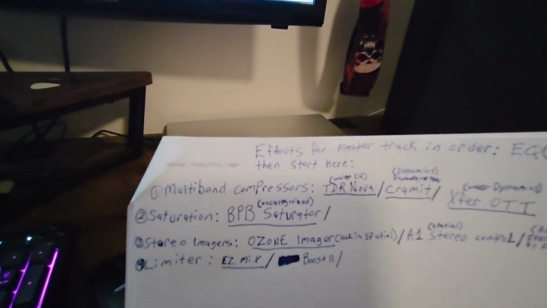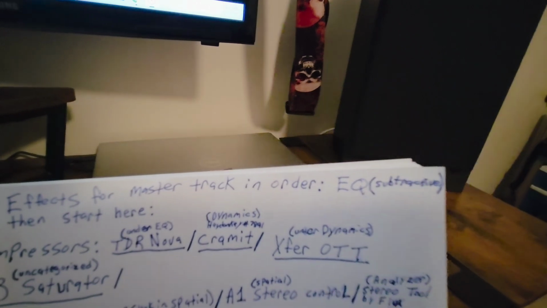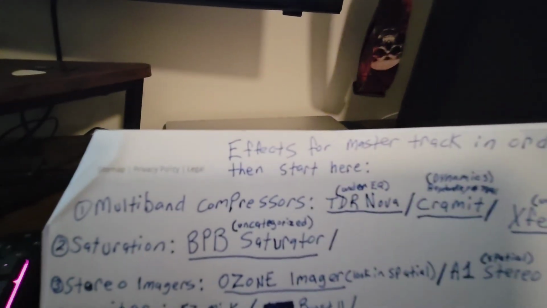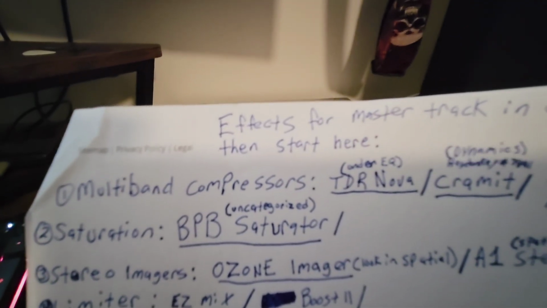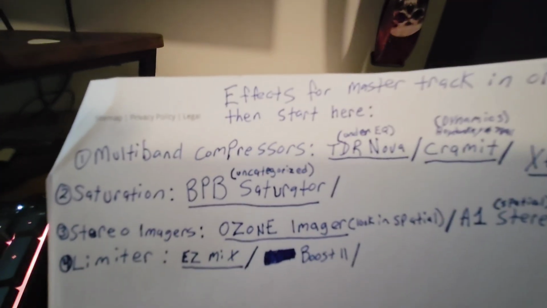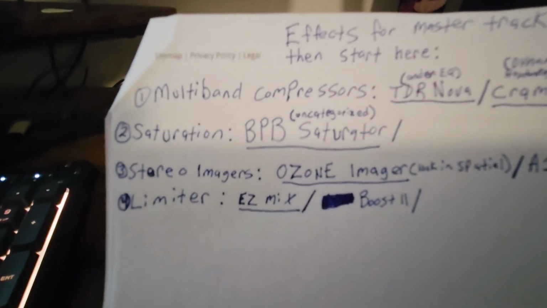When I get ready to do the master, I've learned it's best to do it in this order. First things first, I will do the EQ. So you want to do your subtractive EQ, pulling out mids and very low spots you don't need. Then I'll put in my multiband compressors, then saturation, stereo imagers, and finally the limiter.